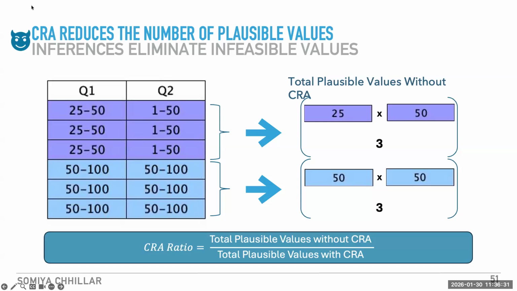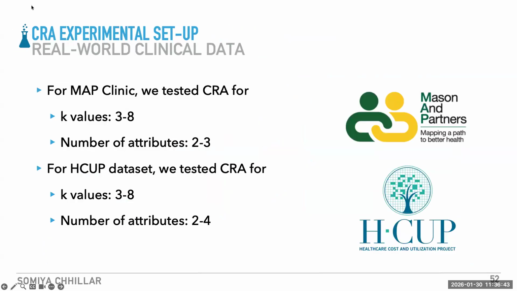Okay, so to quantify the reduction, we introduced a metric called the CRA ratio, which is the ratio of all the plausible solutions without CRA to the plausible solutions with CRA. And finally, for our experiments, we evaluated our attack using two real-world data sets.